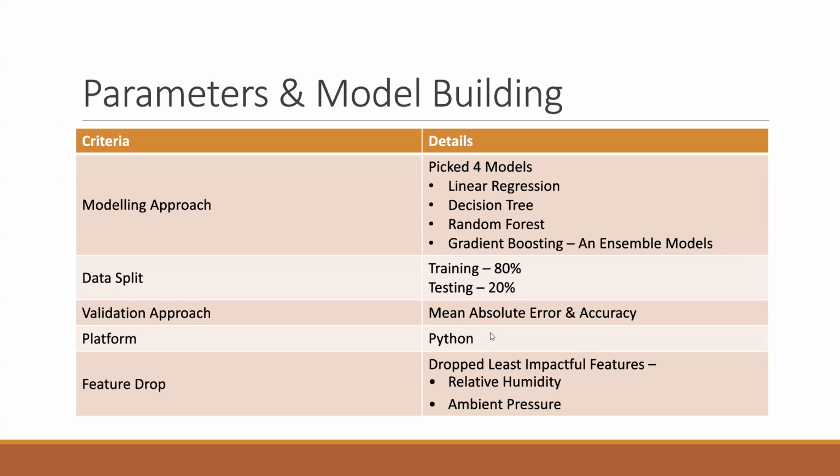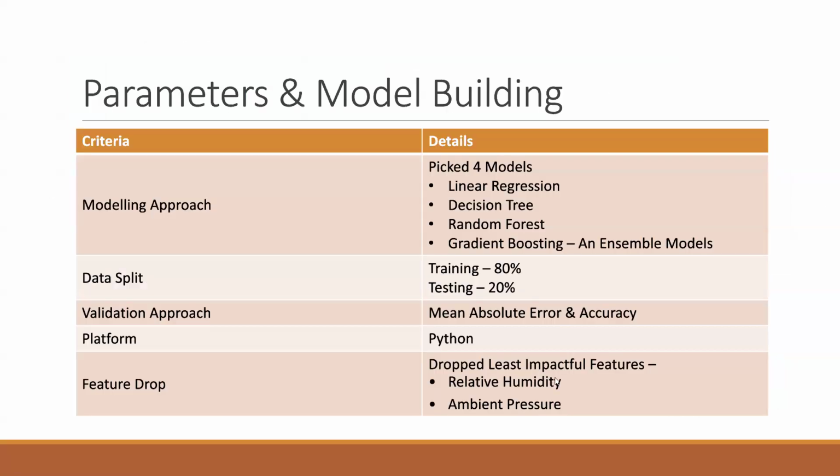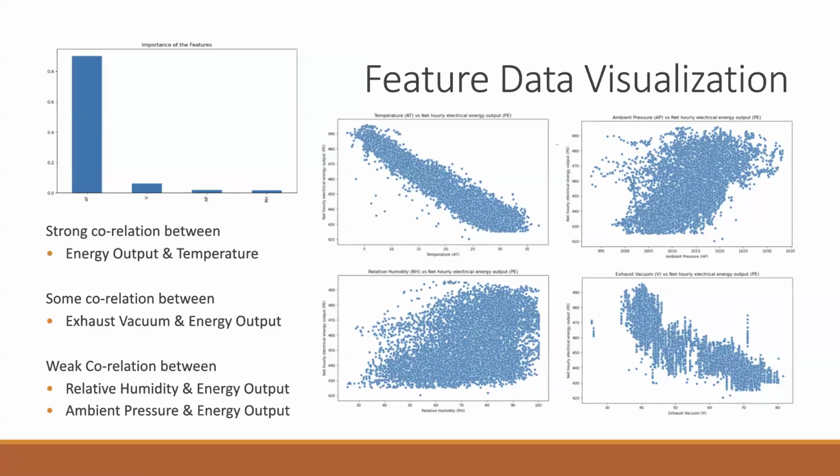I've used the Python platform and the features, considering the previous one, the relative humidity and the ambient pressure having weak correlation, as per these two charts. I've tried to drop those, considering them to be the least impactful features, and proceeded ahead with the remaining two, that's the temperature and the exhaust vacuum.